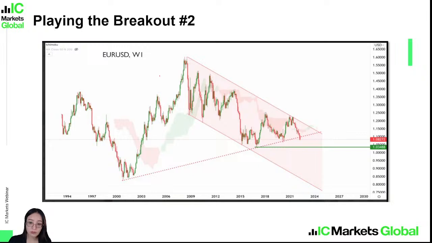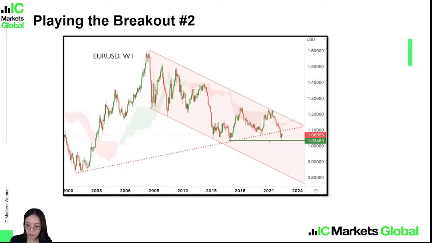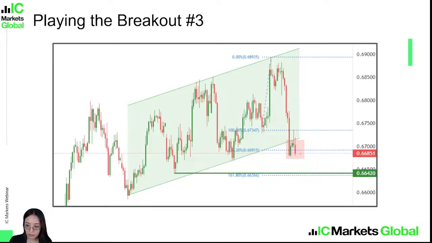Okay, and this one as well. This is a weekly time frame. You can see the price is already below the Ichimoku cloud. This is your channel line here, and this is your ascending trend line, right? It seems price broke below. You can wait for price to pull back, and then you sell. You can see the pullback, and then you can sell, right?